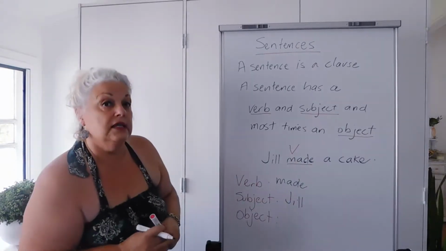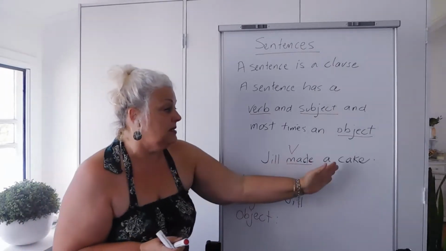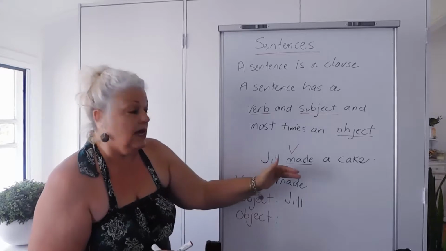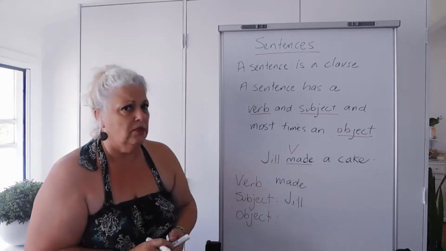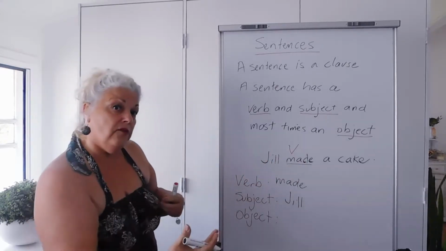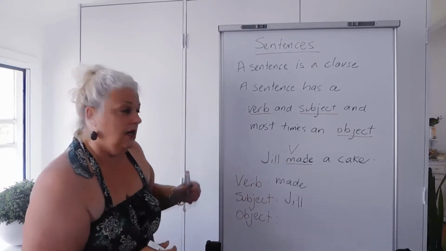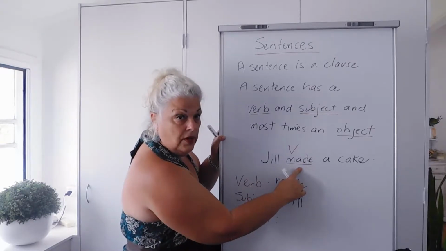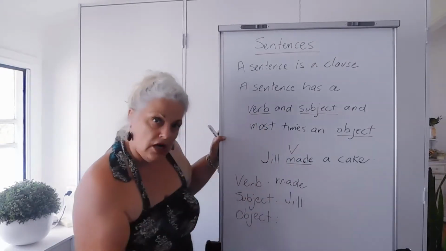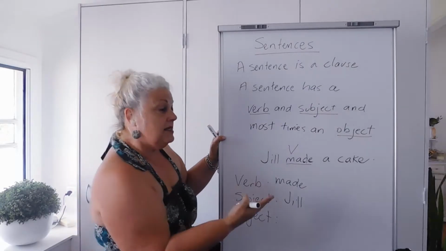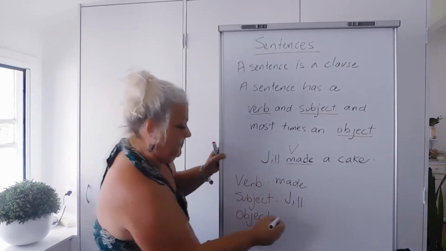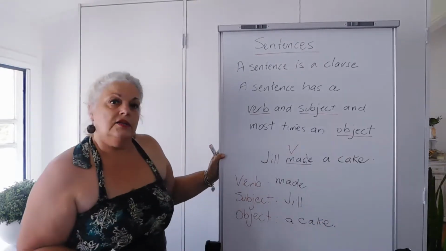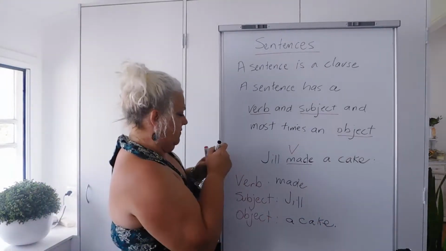In this simple sentence, we need to have an object, something that tells us a little bit more about the subject and the verb. Jill made is not a complete sentence. We need the remainder of that sentence, the object. And to find that, we ask questions after the verb. We ask, made what? And the answer to this is a cake. So this simple sentence gets the tick of approval.